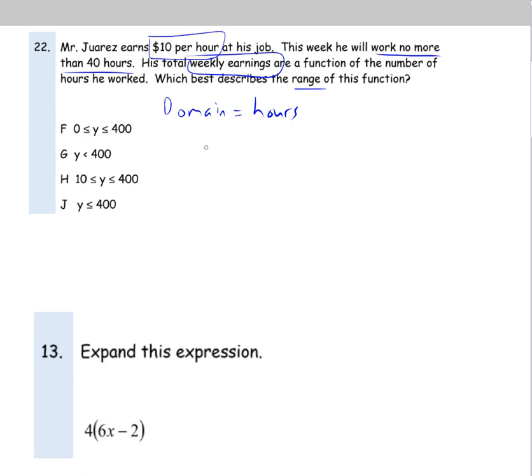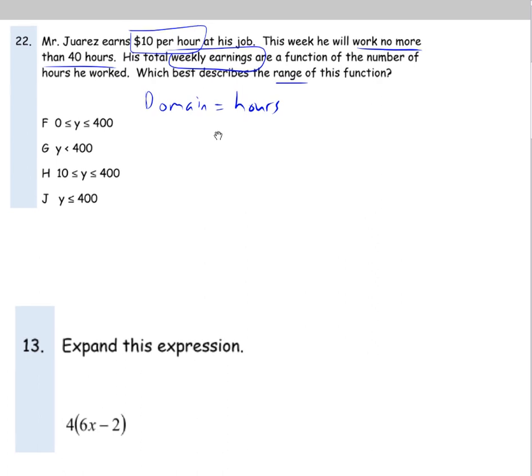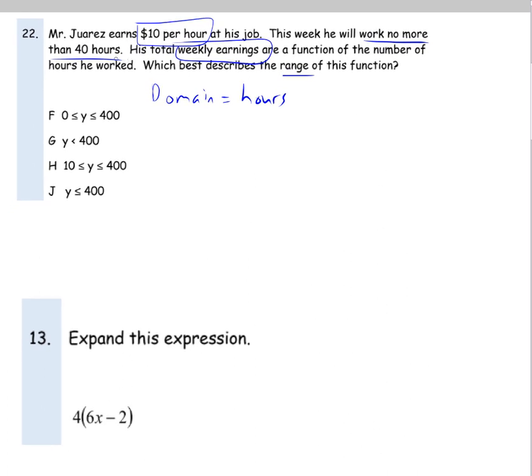That's the range, the y values. So what I need to do, first of all, is it says he will work no more than 40 hours. So that's actually giving me the domain. I need to convert that into mathematical language. So if he's working no more than 40 hours, then my possible x values are going to be x less than 40, right?